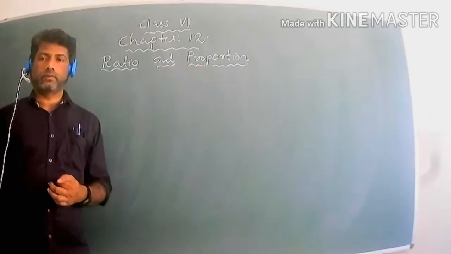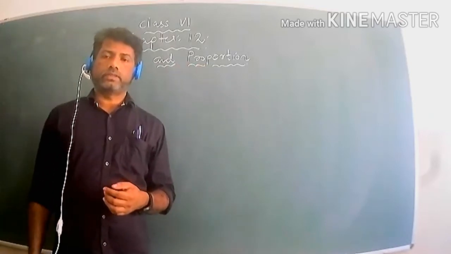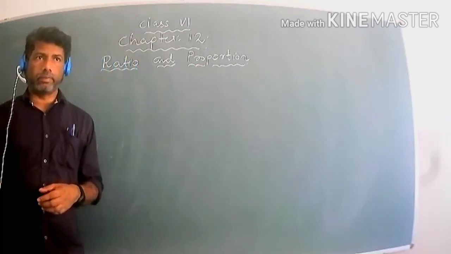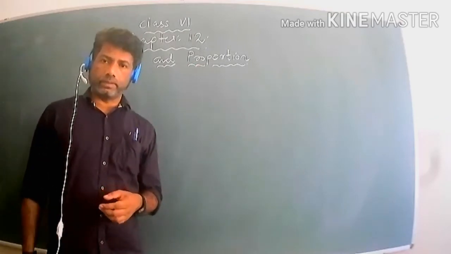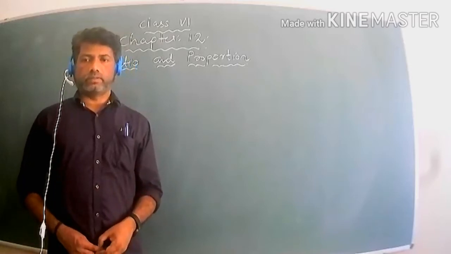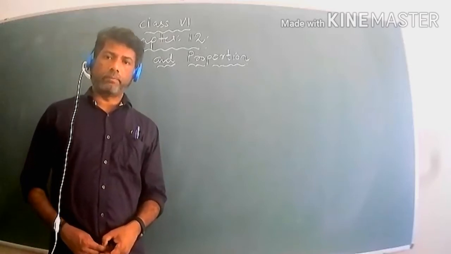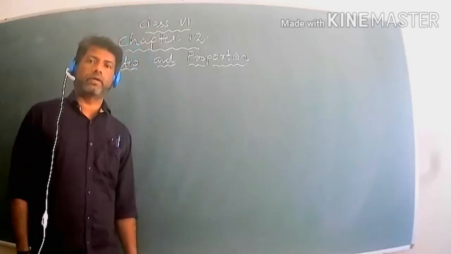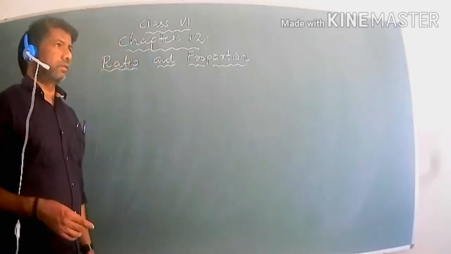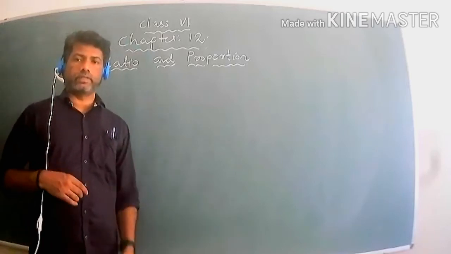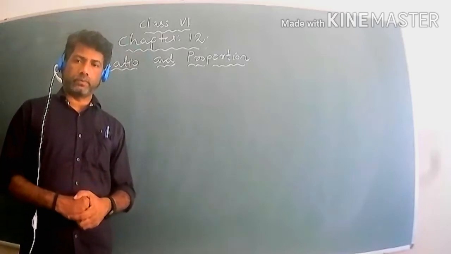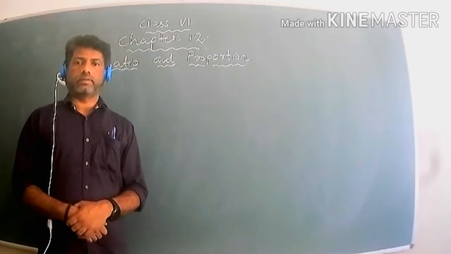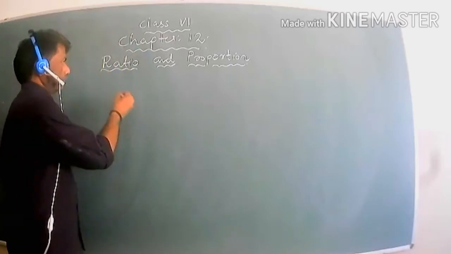First of all, ratio is used for comparing two quantities. To compare two quantities, which one is bigger, which one is smaller, like that. When we want to compare two quantities, we are using the concept of ratio. We can compare two quantities, for example, length of two quantities, weight of two quantities, etc., by subtracting it.